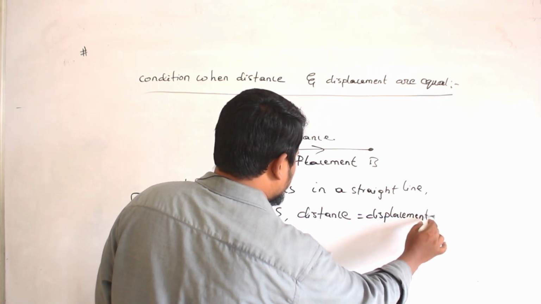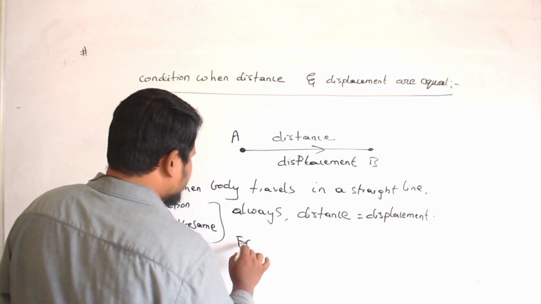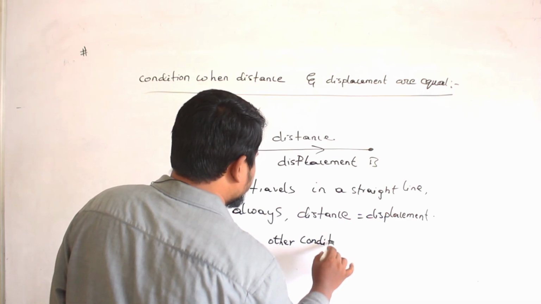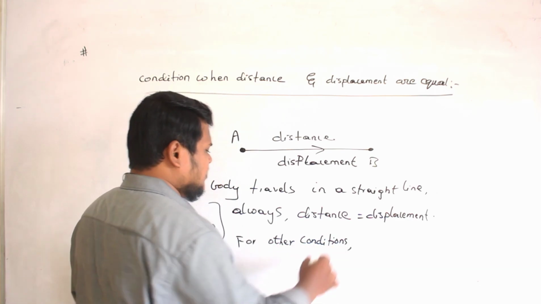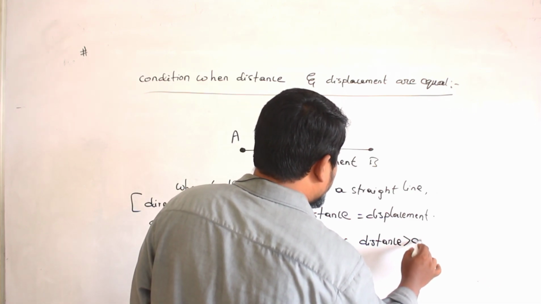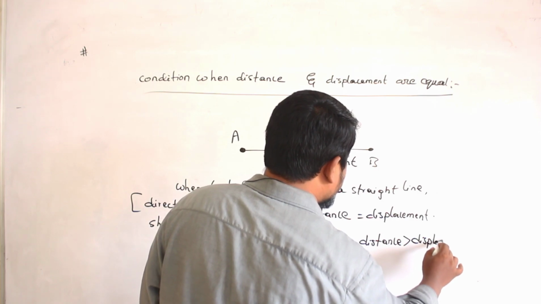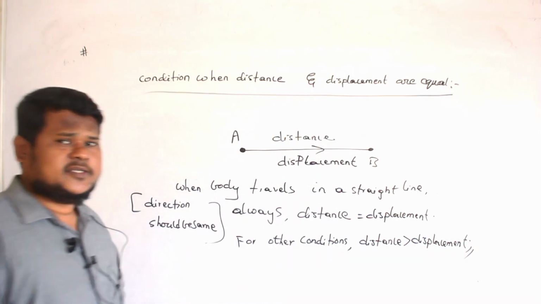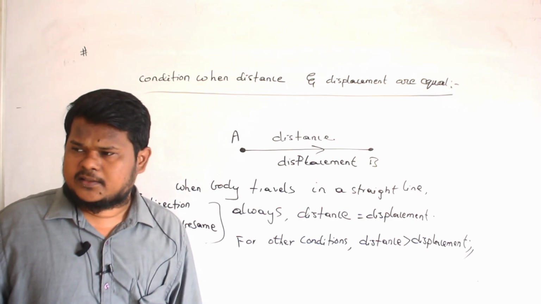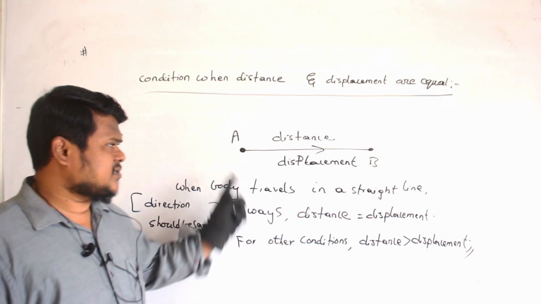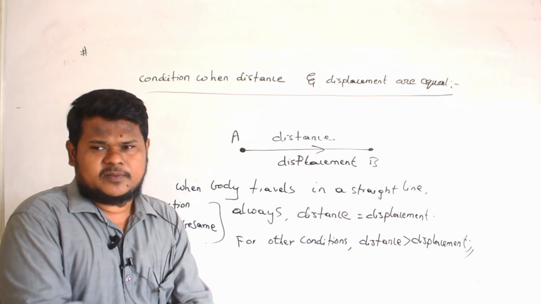Clear? And for other conditions, distance is always greater than displacement. For all the remaining conditions, distance will definitely be greater than displacement. This is understandable, no? Only when the body is moving in a straight line, distance and displacement will be equal.